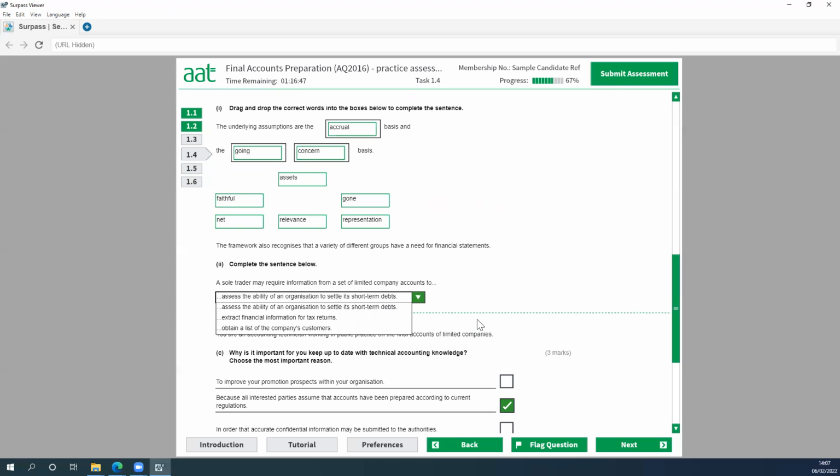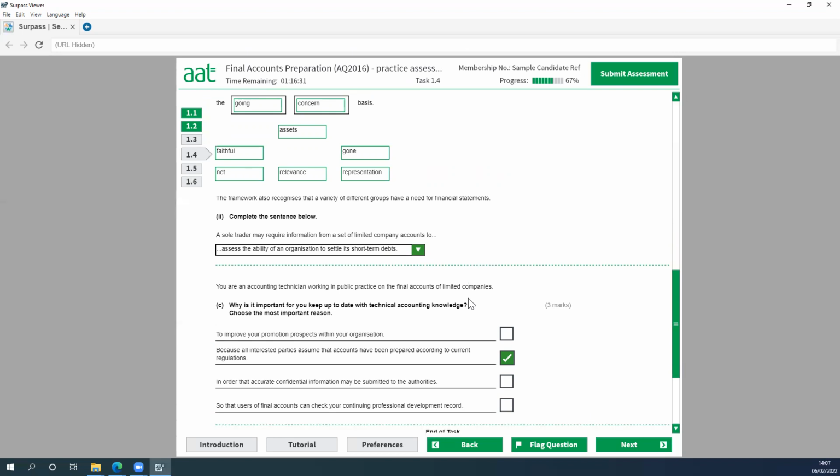You do that because if you're going to do some business with a limited company, you want to make sure they're going to pay you, don't you? So you could check their current ratio just to see if it's safe for you to do the business. Otherwise, you might be worried you might not get paid. So that's why that one is the best answer.